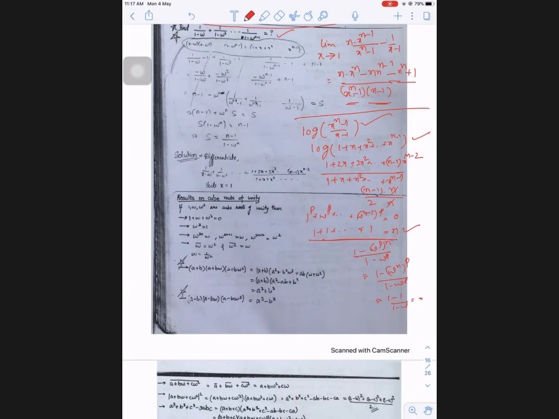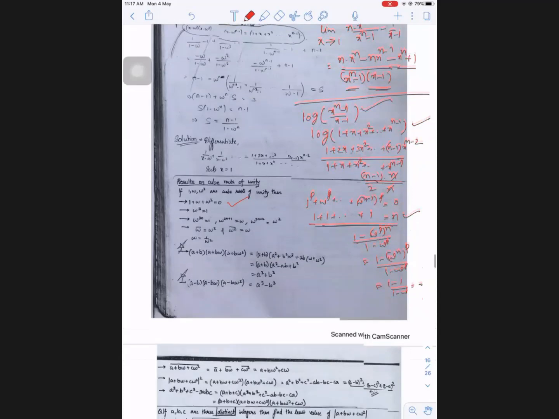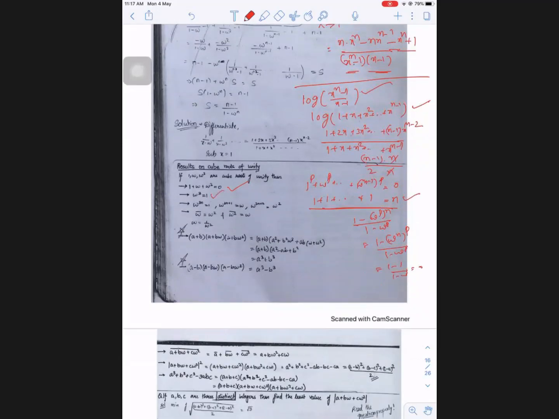Results related to cube root of unity you have to remember. Those results are 1 plus omega plus omega square is 0 and omega cube equal to 1. We know that. And omega square is exactly equal to omega bar only, so one is the conjugate of the other.